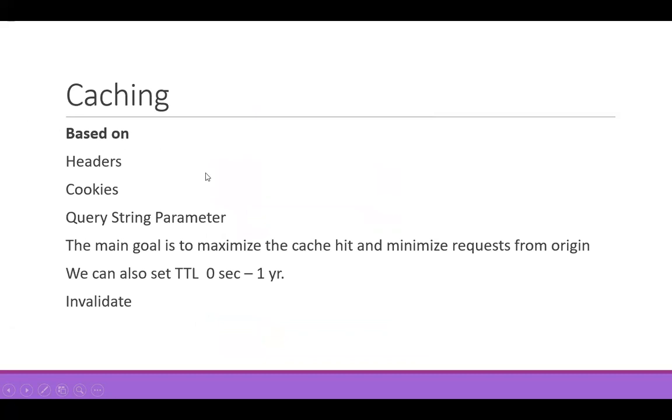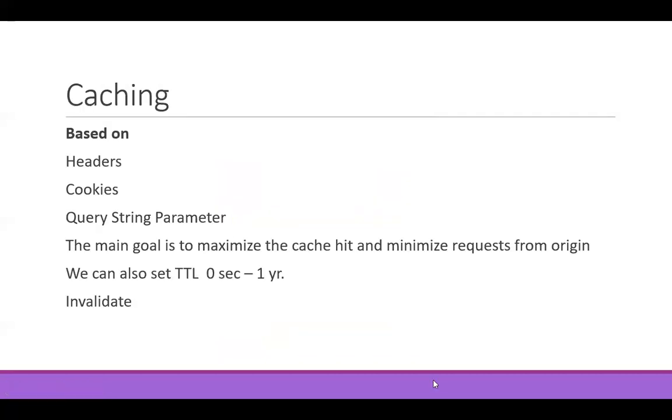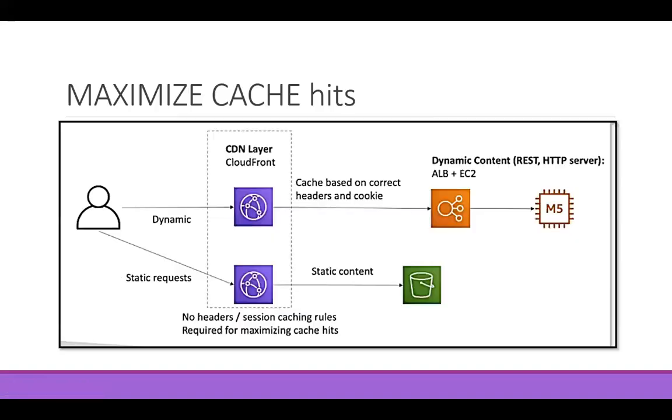So caching, as I said earlier, we can do on the basis of headers, cookies, and query string parameters also. The main goal is to maximize the cache hit and minimize the requests to the origin. We can also set the total time to live, that is TTL, from 0 seconds up to 1 year. Moreover, we can create invalidation rules also, defining how quickly our data should be shown back, so we can have strong consistency with these invalidation rules. So this is how we can have the maximum cache hits.